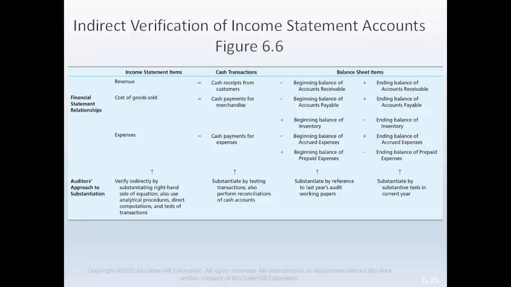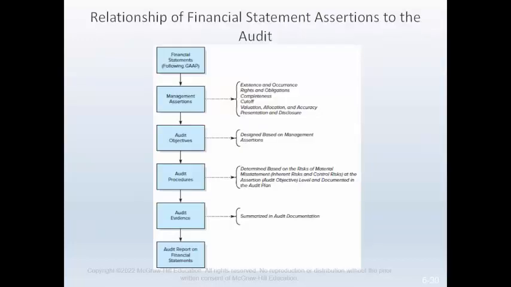As shown in this illustration, if the auditors are able to satisfy themselves that all cash receipts and all changes in accounts receivable during the year have been properly recorded, they have indirect evidence that revenue transactions have been accounted for properly. This diagram illustrates the relationship of financial statement assertions to the audit.